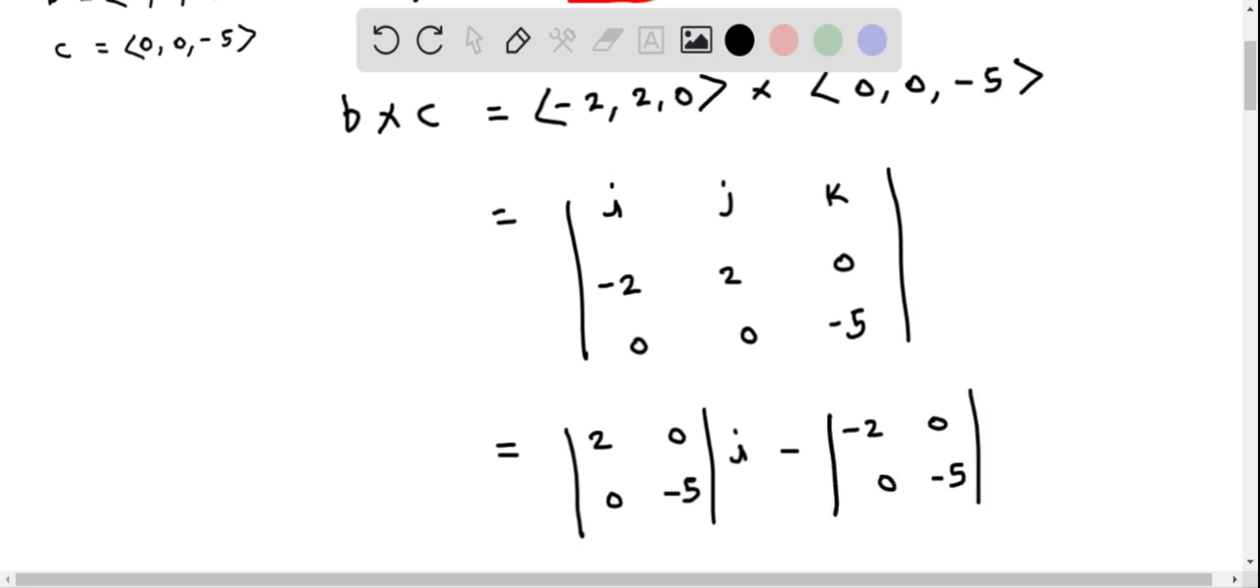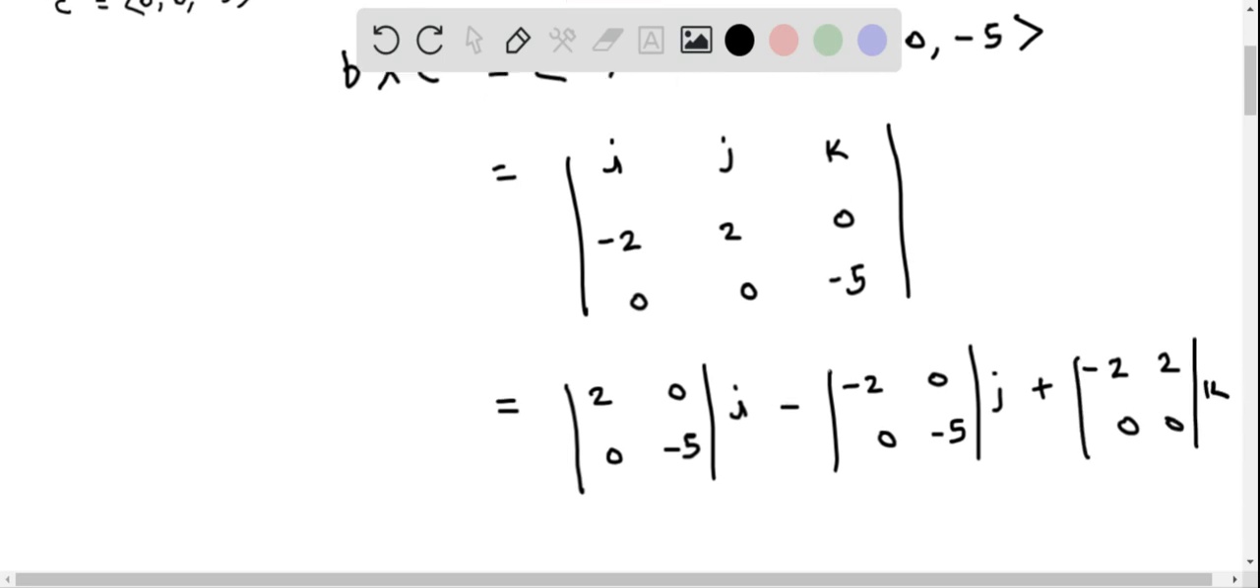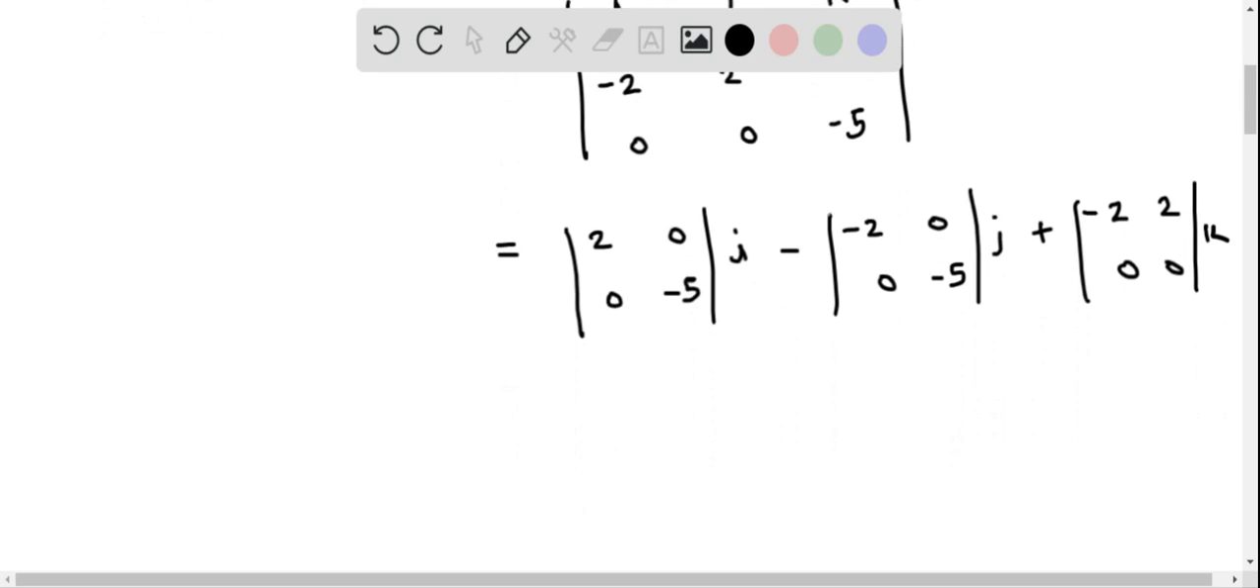This we have to determine times j vector plus, finally, for the k vector, we have to leave the corresponding column where k belongs to and the first row. And when we do that, we get this determinant negative 2, 2, 0, 0. This has to be multiplied with k vector. So let's simplify this.